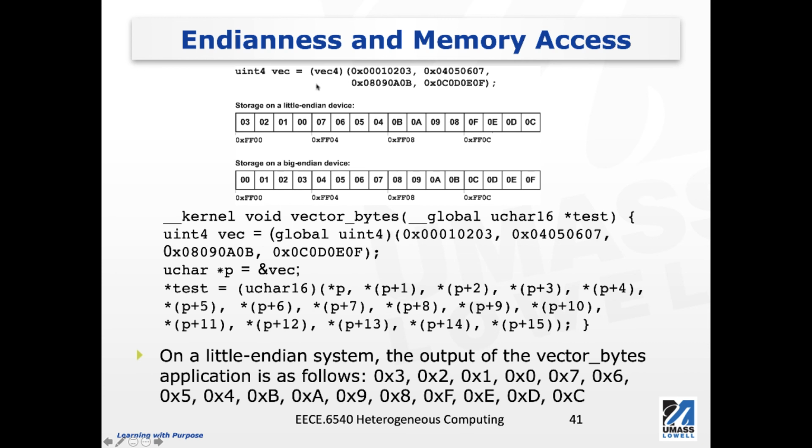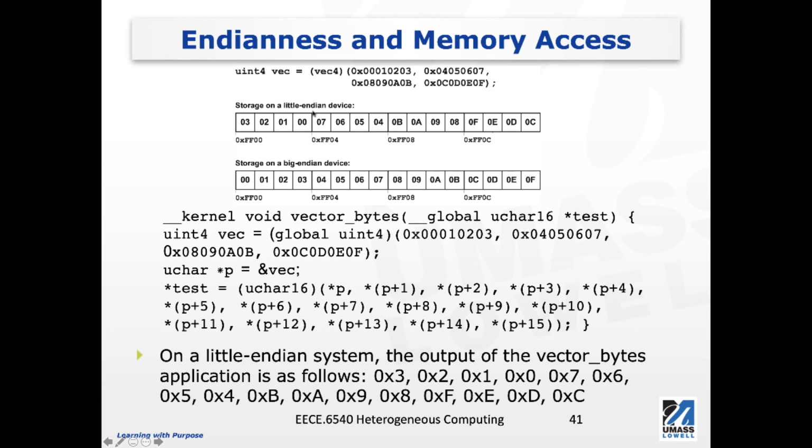If we store this vector in a little endian device, this is what we're going to see in the memory of this little endian device. First of all, we have 4 unsigned integers, and this vector will take a total of 16 bytes. Each element will take 4 bytes. So in the memory space, these 16 bytes are used to store this 4-element vector of unsigned integer type.